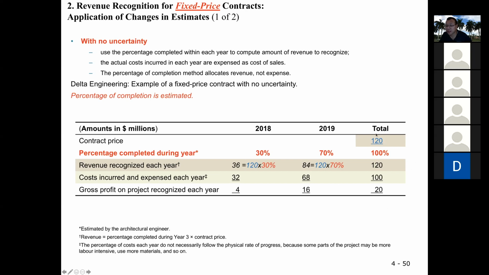So taking the big picture, the total cost is 32 plus 68, which is 100, and the contract price is 120. So over the project, you have a total gross profit of 20, out of which you recognize 4 in the first year and the remaining 16 in the second year. Clear? Easy? Any questions on this? No. Okay, I'll move on.